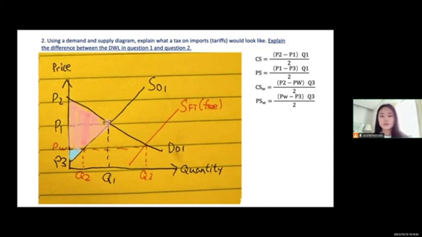So the foreign producer has a great advantage, and for the domestic producer, having trade without a tariff is not good for them. In this case, PS is greater than PSW, and they will lobby for a tariff. And for the consumer, trade without a tariff is a good thing, as CS is less than CSW.